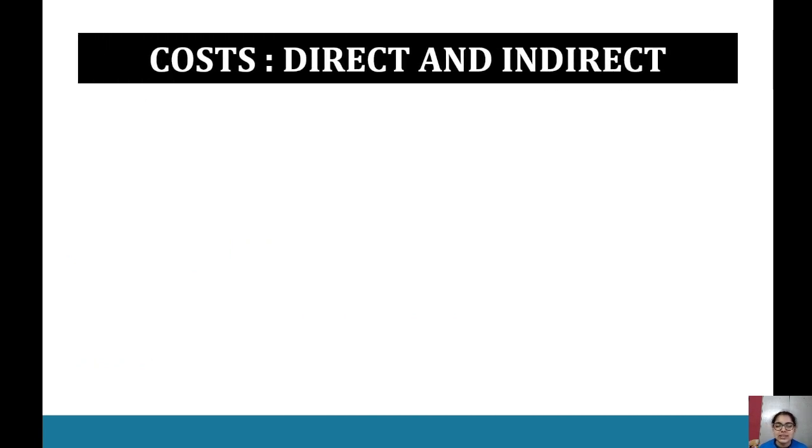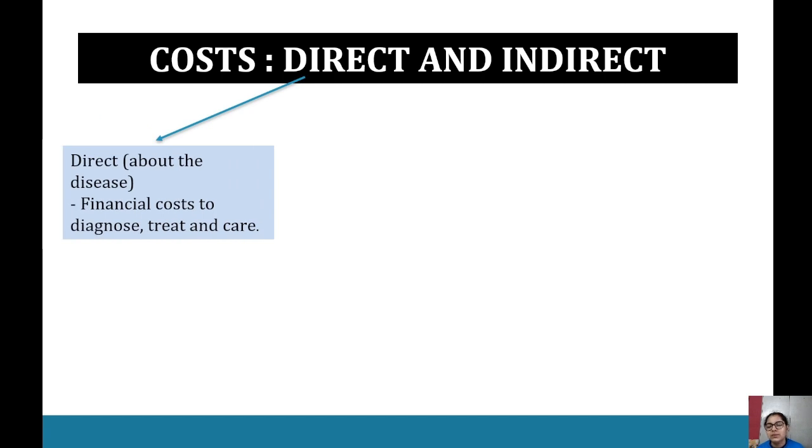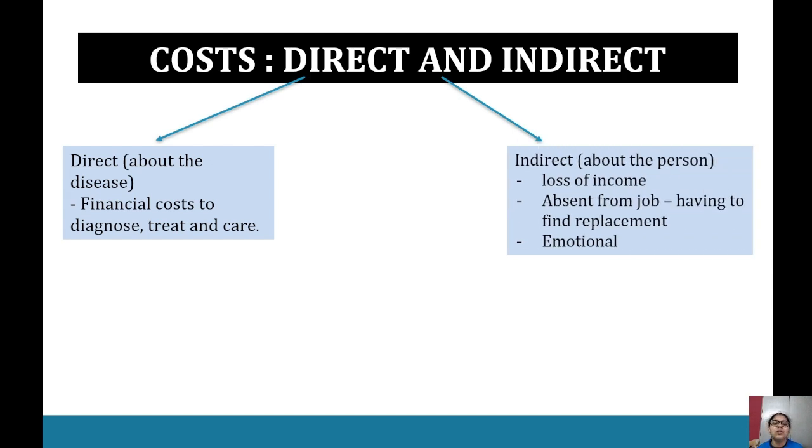Now, costs, indirect and direct costs. So remember, when we look at this, we're obviously thinking about the direct cost that comes to the individual and the community, like the financial cost to diagnose, to treat, and to care. But along with that, we also have indirect costs that are related to the person, like the loss of income, them being absent from their job and the employer having to find a replacement, and the person perhaps losing their job in the process. And obviously, there are emotional consequences too.